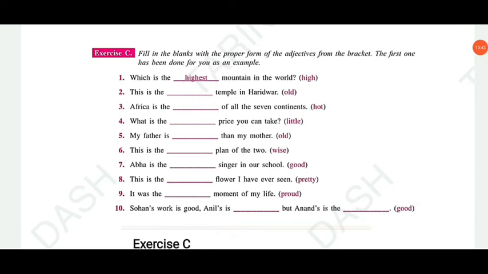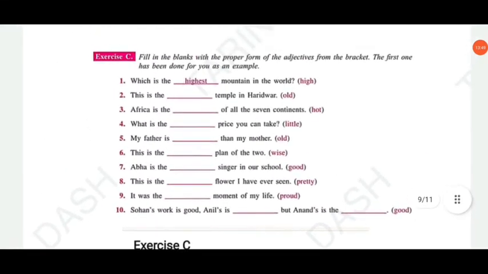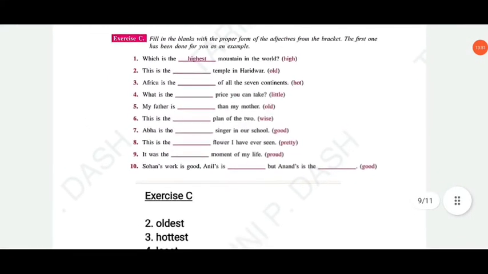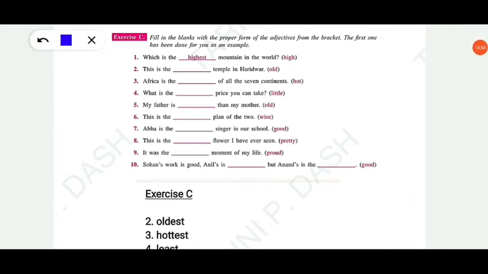Fill in the blanks with the proper form of the adjectives from the bracket. The first one has been done for you as an example. So here, the first one is already provided. This is the dash temple in Haridwar. So here you find the article is used. So you have to use superlative. Okay, oldest.